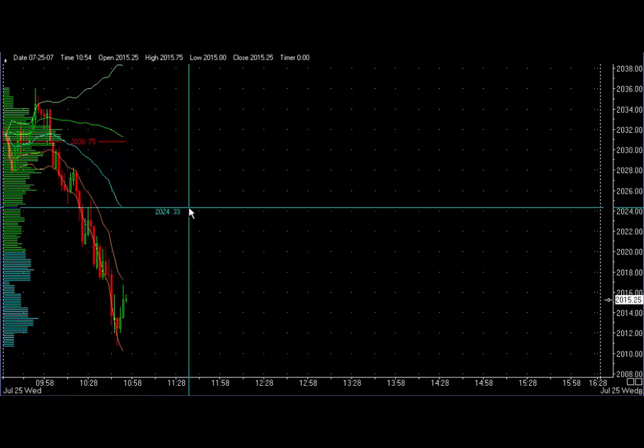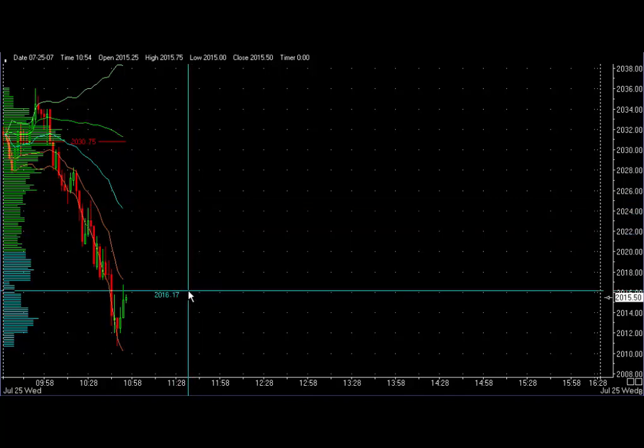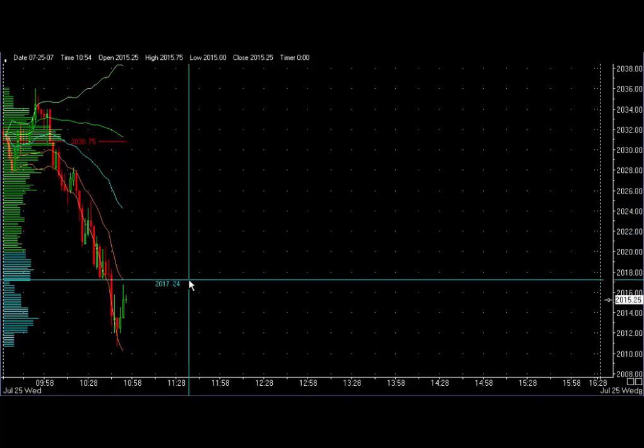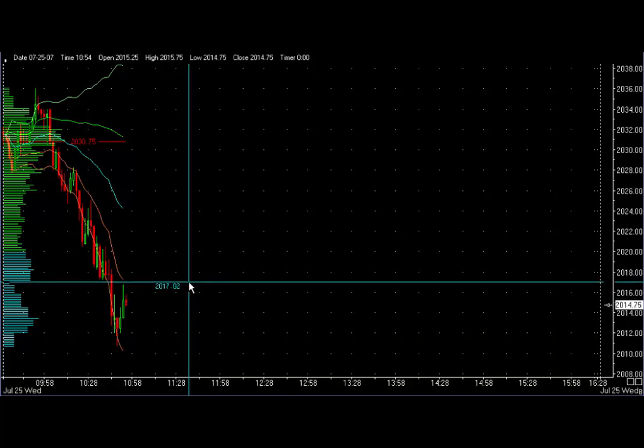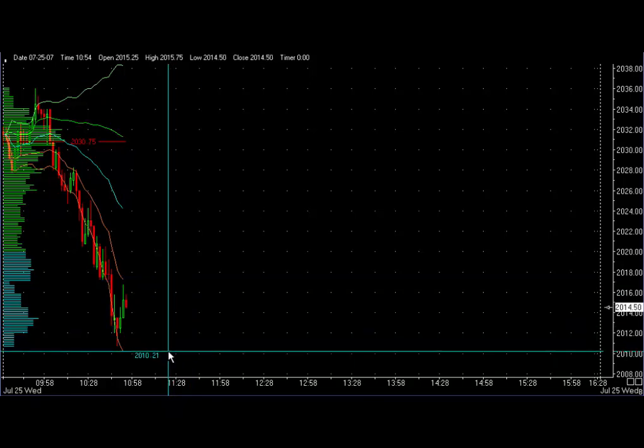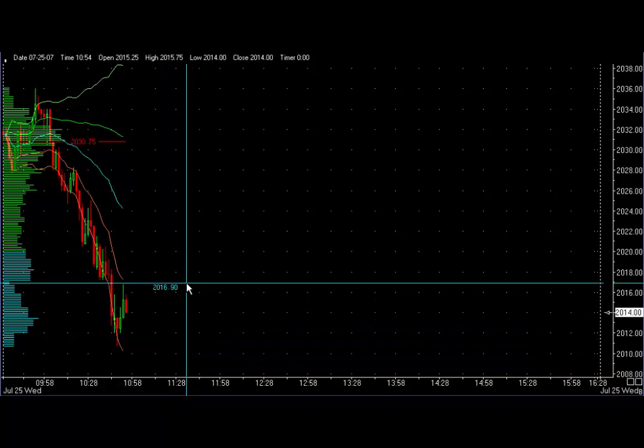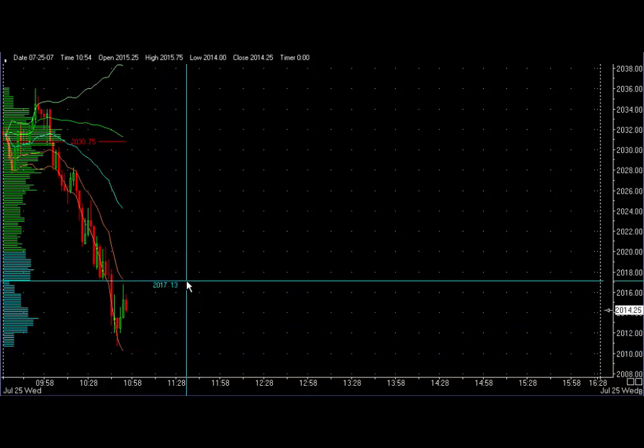This means he's going to take a short, and he's going to look for a short at the first standard deviation of the VWAP, which is around 2017.25, so he'll look for an entry at around 2017. He'll want to take his profit target to the second standard deviation at 2010.21. That'd be a nice profit.